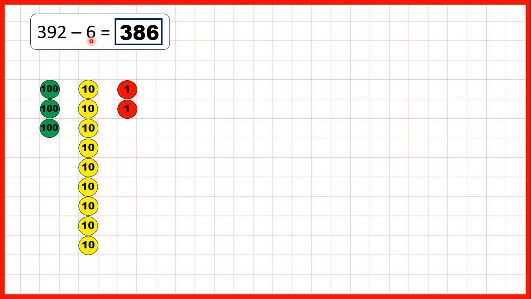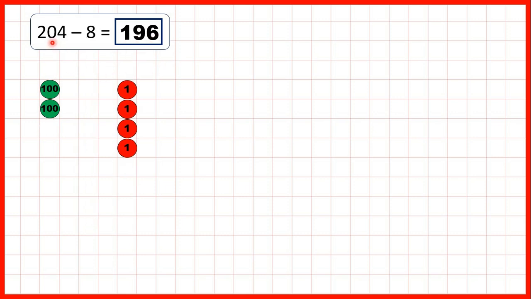Then we started with 392. And notice if the number of ones you're subtracting is larger than the number of ones in the number that you start with, that's how we know the tens digit will need to change as well. So to subtract 6, we can subtract 1, 2, exchange. Then subtract 3, 4, 5, 6 to give us 386.